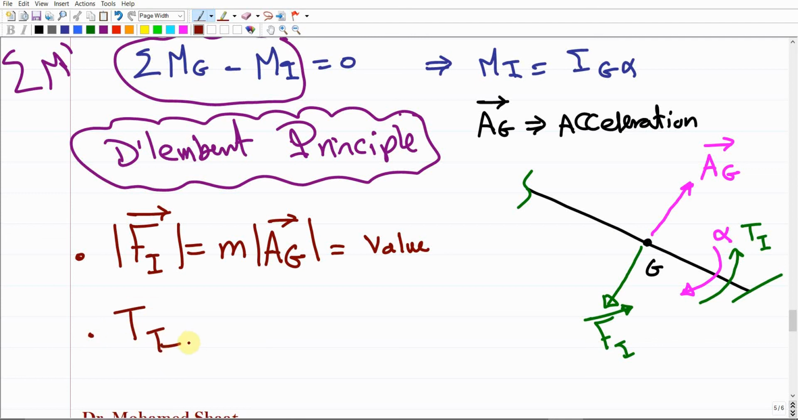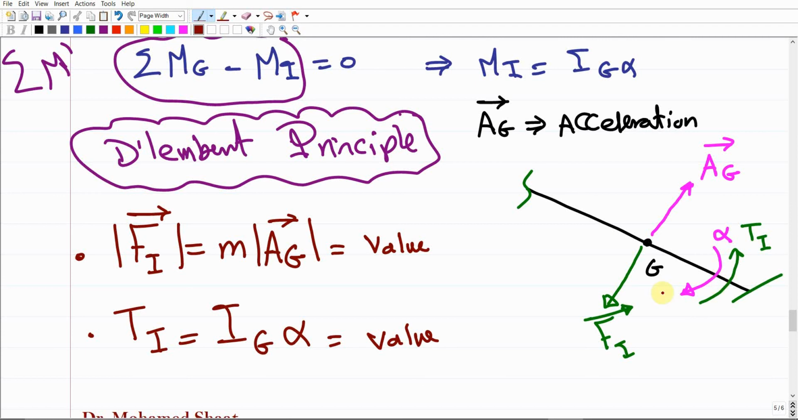This inertia torque equals I, the inertia moment about G of this member, times alpha. We can use I lowercase or uppercase, it's up to you. I can type this one like Ti, lowercase. Make sense? This gives us the value, and again the direction of this torque is opposite to the direction of alpha.